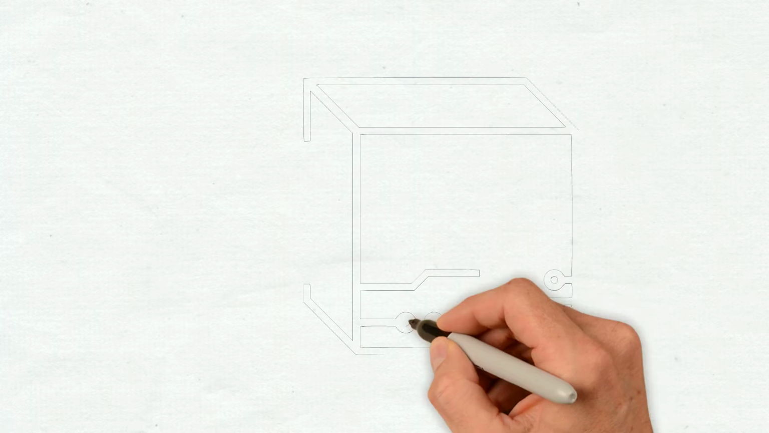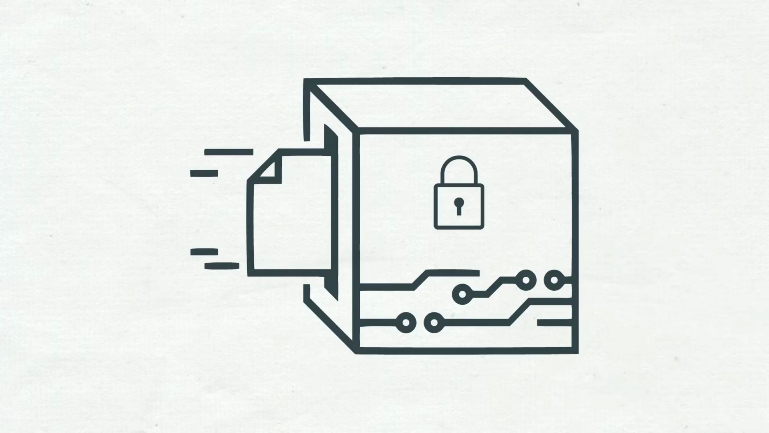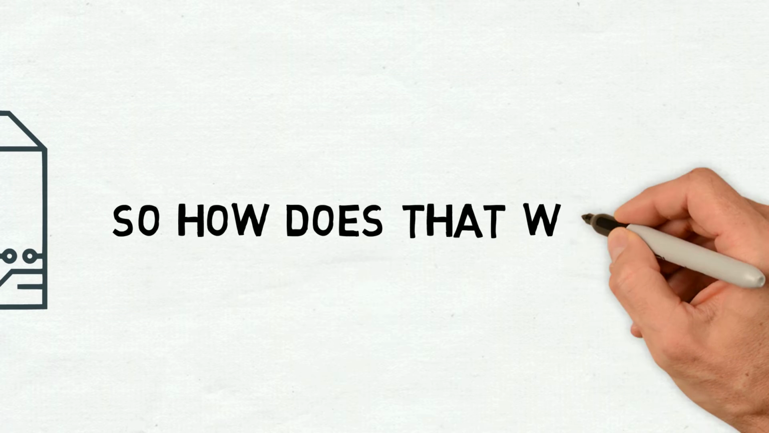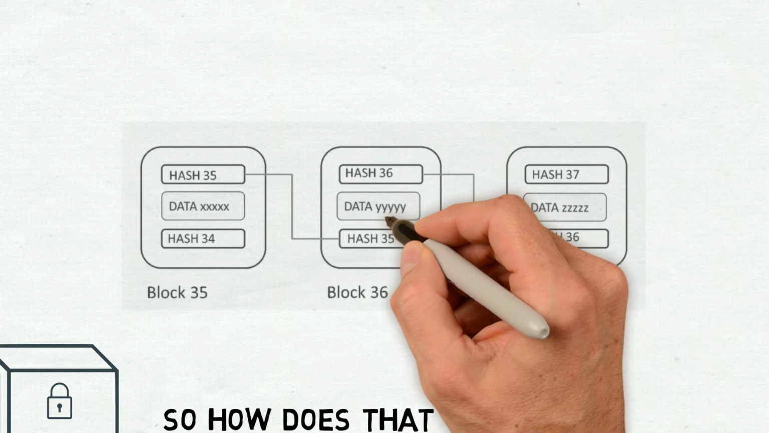A blockchain is a distributed ledger that is completely open to anyone. They have an interesting property: once some data has been recorded inside a blockchain, it becomes very difficult to change it. So how does that work? Well, let's take a closer look at a block.